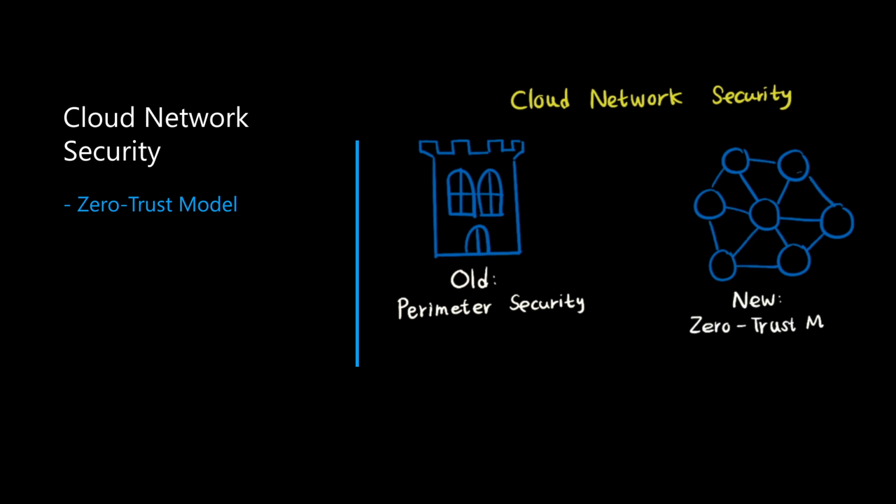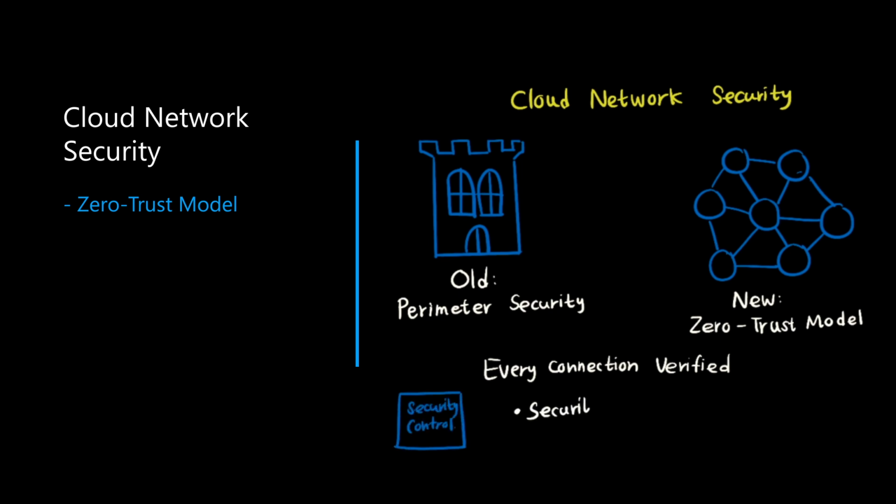This requires a zero-trust security model where every connection is verified, every resource is protected individually, and security policies follow workloads regardless of location. Security groups and network access control lists provide granular control over network traffic. Web application firewalls protect against application layer attacks. DDoS protection services handle volumetric attacks that could overwhelm your applications.